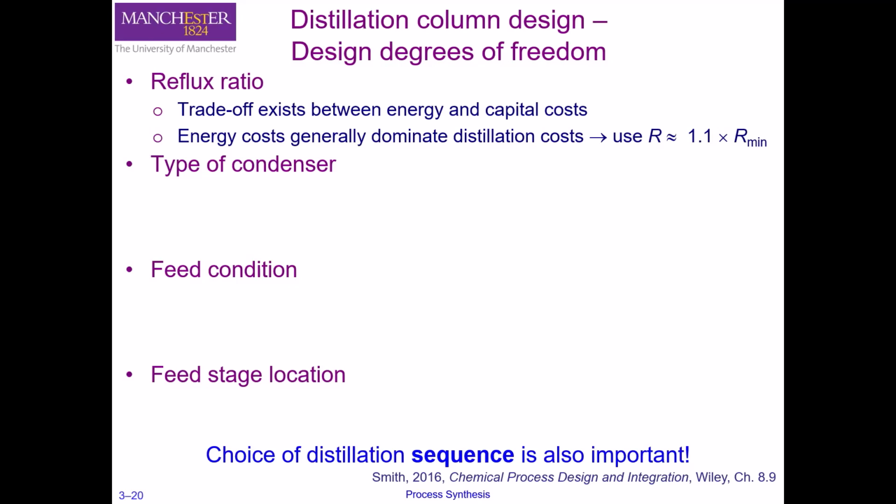The recommendation is to use 10% more than the minimum reflux ratio. You will see higher numbers also, like 1.2 or 1.5, which means 20% or 50% higher than the minimum reflux ratio. I think these are rather old-fashioned numbers that are not relevant to the current focus on sustainability and energy efficiency. So I would very much recommend for your design projects to use a reflux ratio of around 10% above the minimum. That means 1.1 times your minimum reflux ratio.